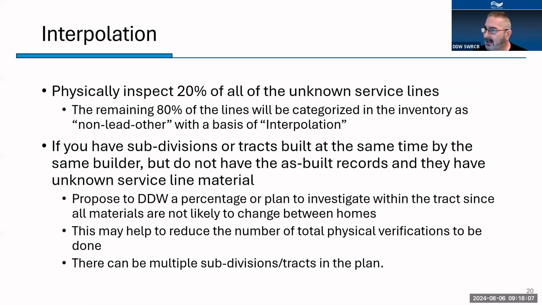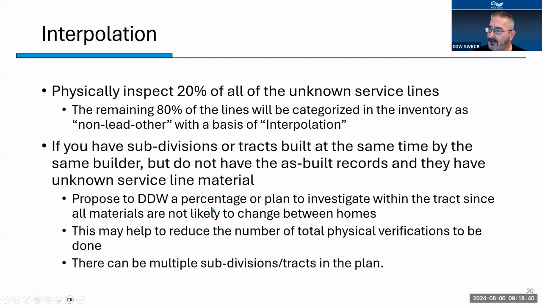But those tracts, if they're all built at the same time, and maybe you don't have the as-builts, you can propose a percentage that you think would be representative of investigating that entire tract. So maybe not a full 20%. And then the rest of the water system, you would do a 20% random sampling of the remainder of the community. So propose something and we'll give it a look.